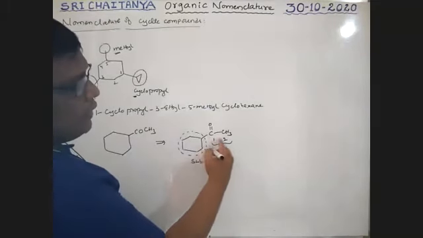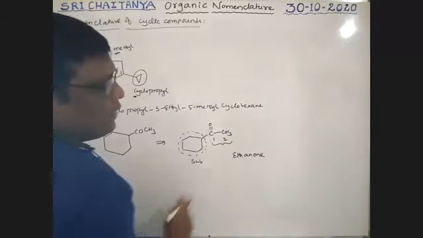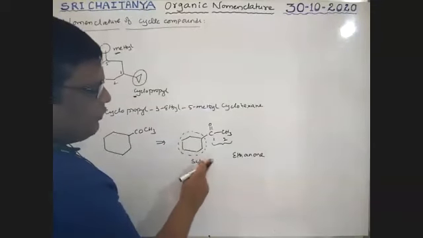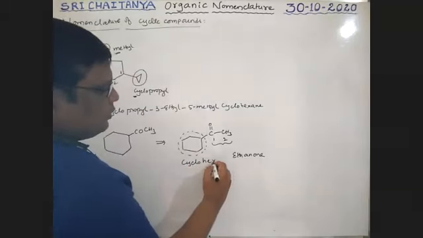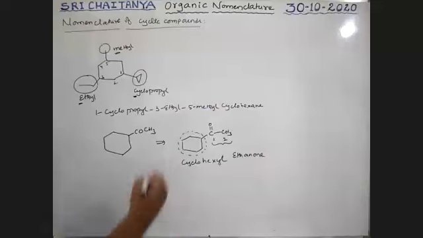Therefore, it is 1, 2, eth, an-one, ethanone. For the first carbon, this cyclohexyl group is attached. Therefore, its name is cyclohexyl ethanone. Cyclohexyl ethanone is the name of this compound. Okay. Next one, I'm taking this.